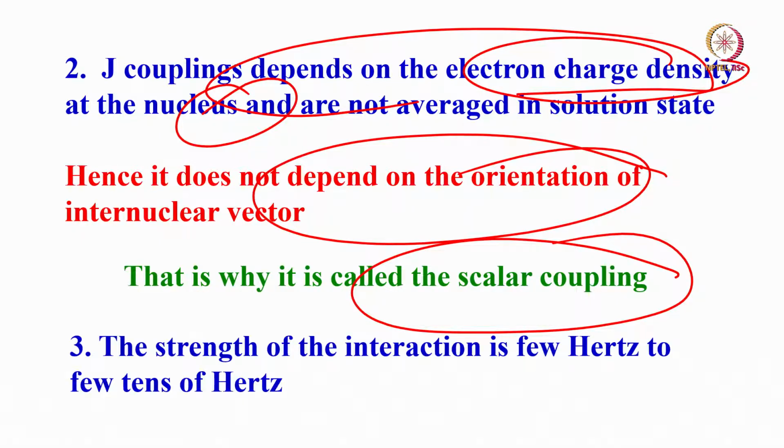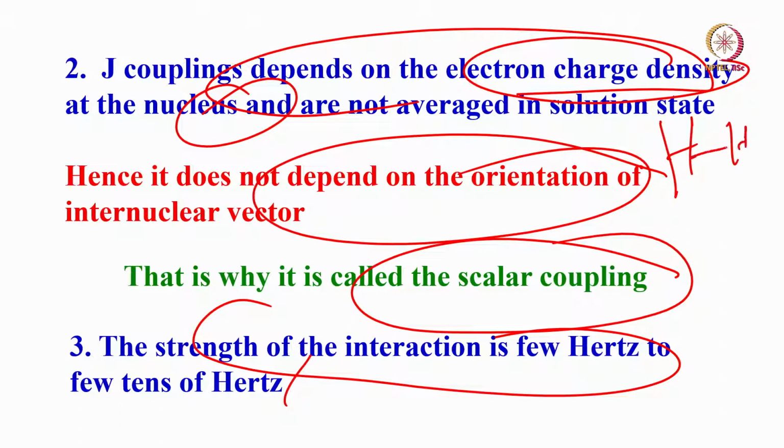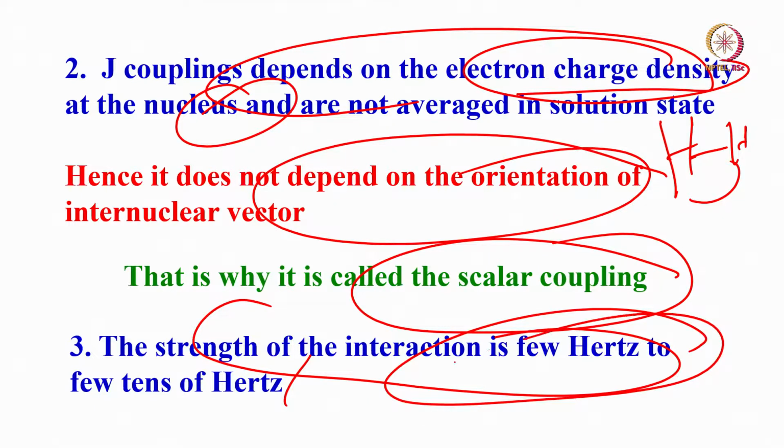It is just a number, and the strength of the interaction always varies from a few hertz to a few tens of hertz, depending upon the nucleus of your interest. If I consider 2 protons, depending upon the number of bonds they are separated by, the coupling constant can be different. For heteronuclei it is even larger. In some exotic nuclei the coupling constant could be of the order of several thousands of hertz. But remember, for protons it is a few hertz to a few tens of hertz.